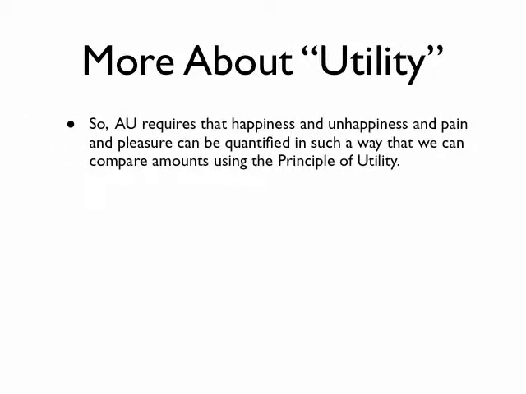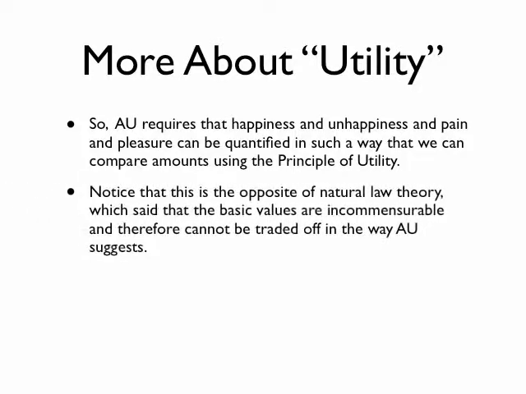So, act utilitarianism requires that happiness and unhappiness and pain and pleasure can be quantified in such a way that we can compare amounts using the principle of utility. Notice that this is the opposite of natural law theory, which said that the basic values are incommensurable and therefore cannot be traded off in the way act utilitarianism suggests.